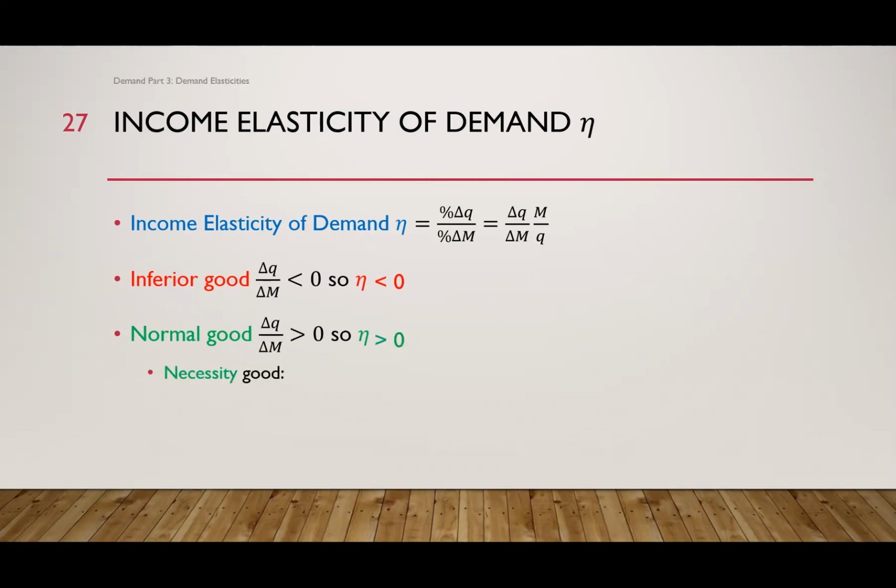All right. By the way, sometimes you see that normal goods are split into two types. A necessity good is where the income elasticity is positive, so it's normal, but it's less than 1. What is that telling you? That's telling you that the percentage change in quantity demanded is less than the percentage change in income, right? So if your income goes up by 10%, this is a normal good, so your quantity demanded goes up, but it goes up by less than 10%, right? So this is typical for necessity goods like food.